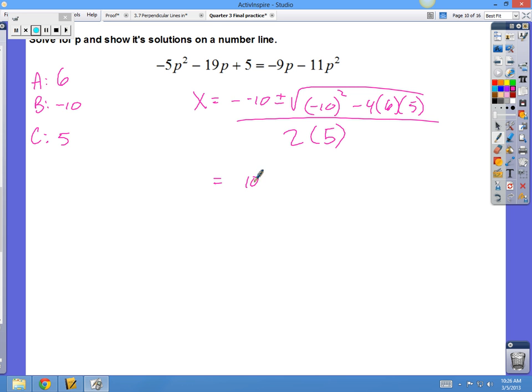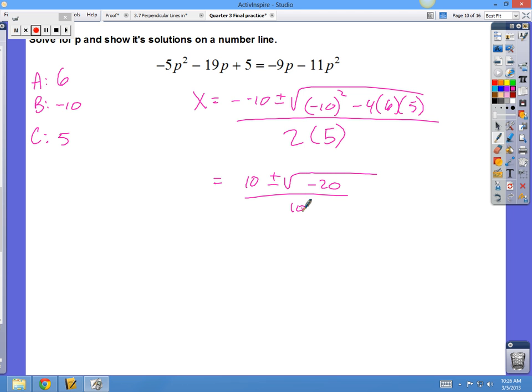This is going to be plus 10 plus or minus square root. Okay, punch that in on the calculator. Negative 10 in parentheses squared minus 4 times 6 times 5. Enter. And you should get a negative 20. On the bottom you got a 10.